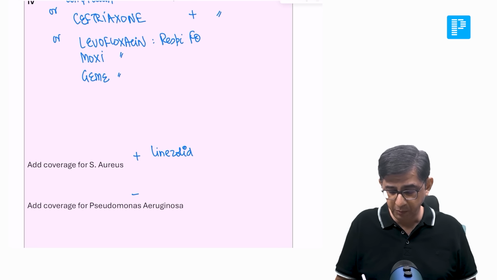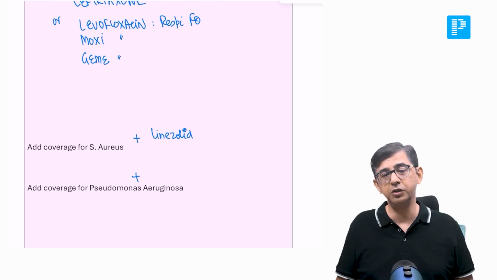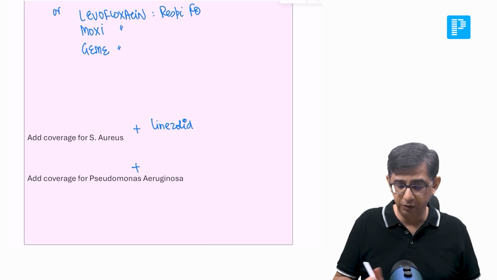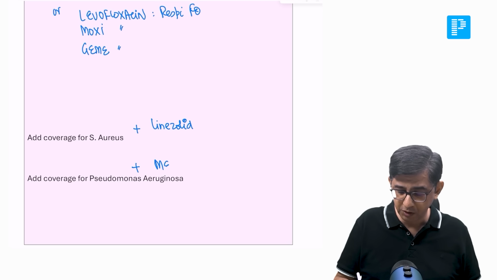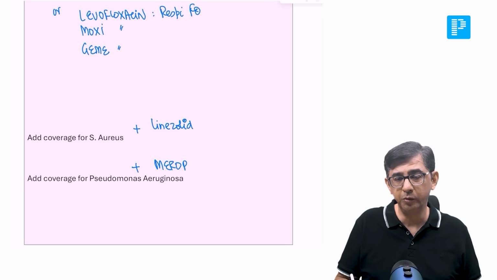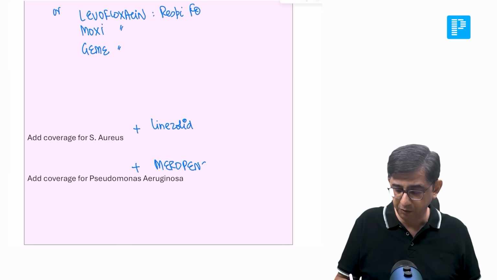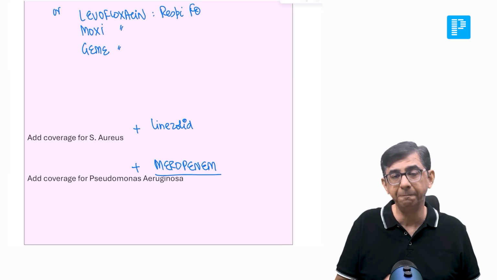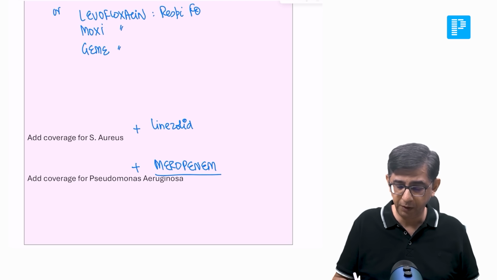And unfortunately, my patient required intubation also. He was shifted into the intensive care unit. Then I need to give coverage for Pseudomonas aeruginosa. So for Pseudomonas aeruginosa, the antibiotic that we'll be using in the patient is meropenem, or instead of meropenem, we can be using piperacillin tazobactam.